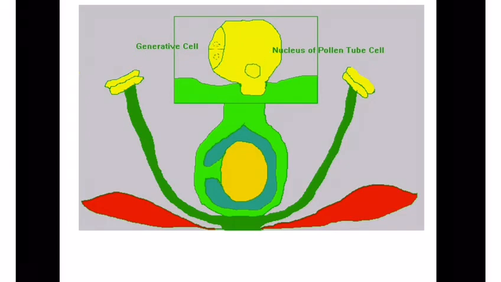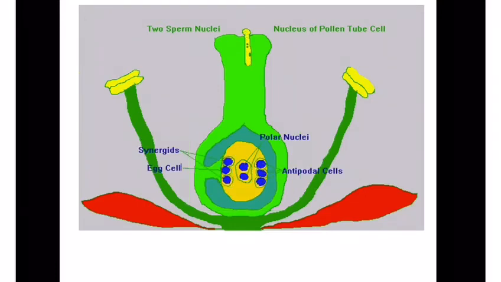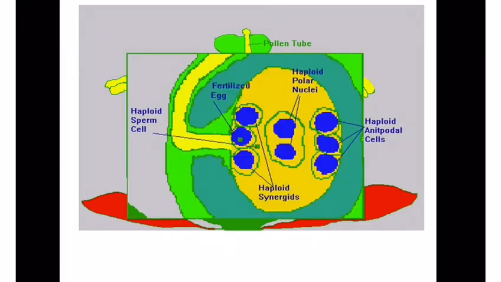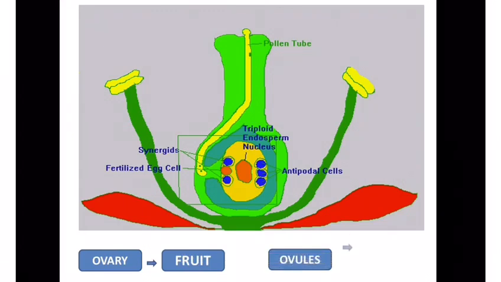The generative nucleus divides into two male gametes, which move towards the micropyle, the opening of the ovary. One male gamete fuses with the egg cell and forms a zygote, and another male gamete fuses with the polar nucleus and forms the endosperm. The ovary develops into a fruit and the ovule develops into a seed.